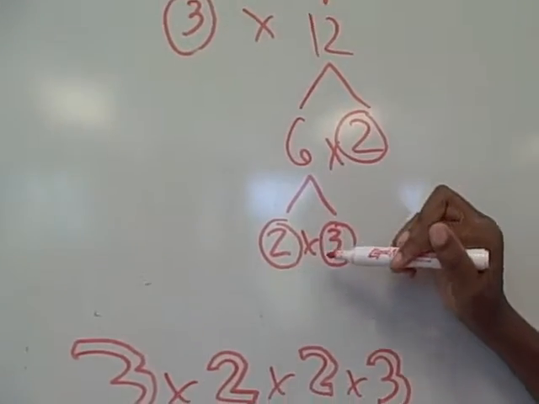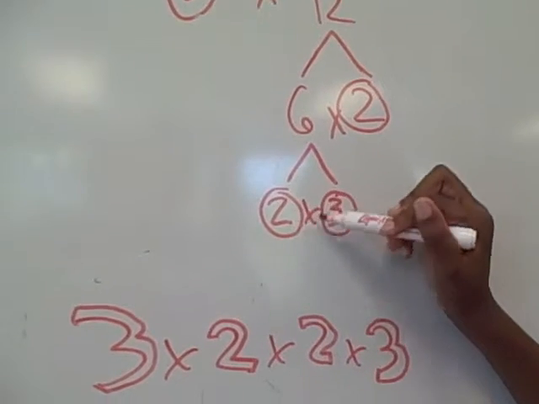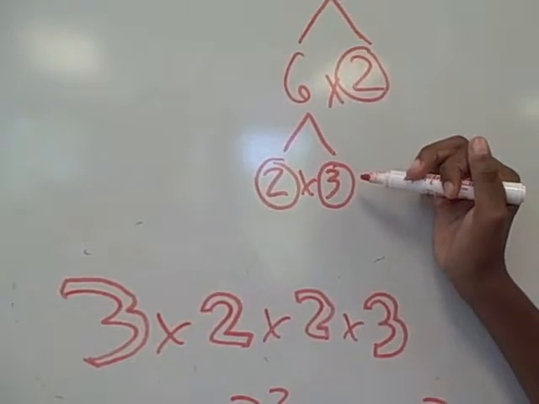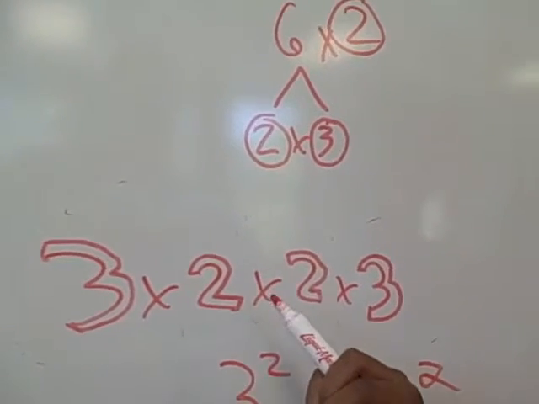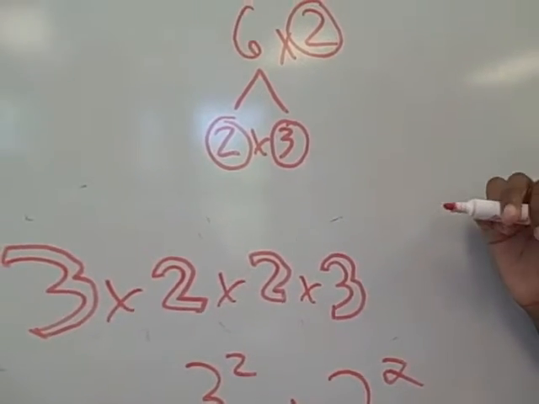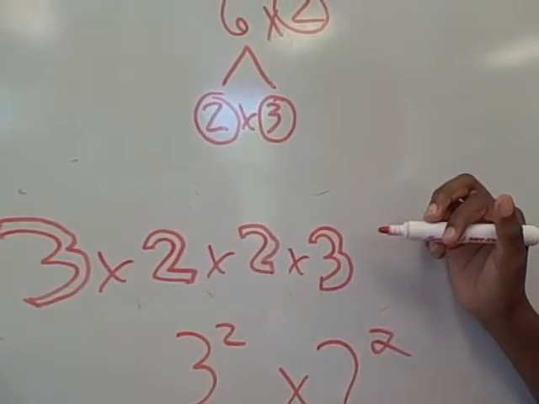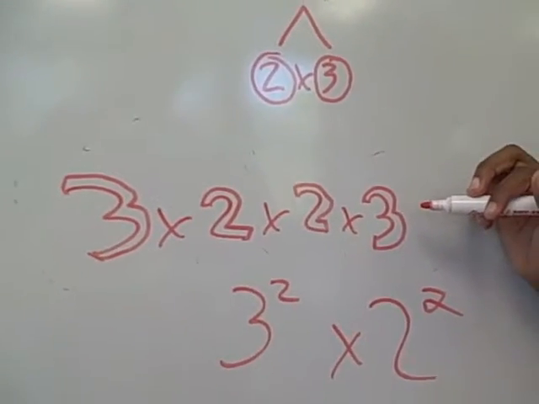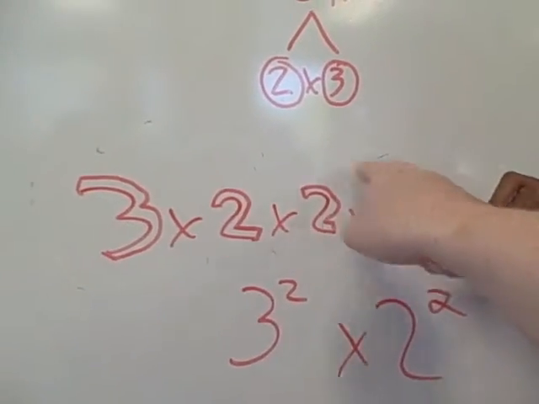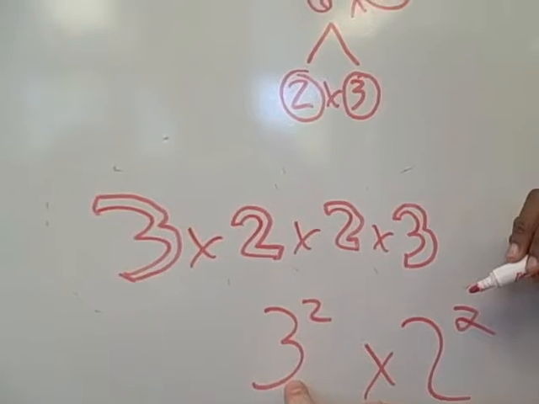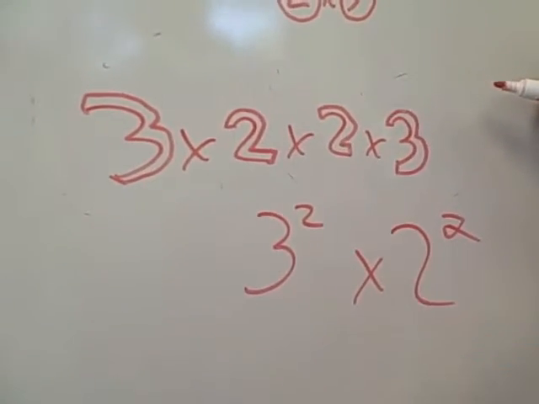Then I did 2 times 3, which equals 6, and I circled both of those because they're both buzz numbers. And I did 3 times 2 times 2 times 3, and why is this the same thing as that? 3 times 3 is the same thing as 3 squared, right? 2 times 2 is the same as 2 squared. You did a really good job.